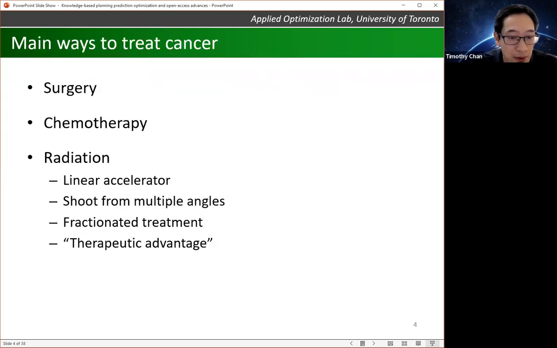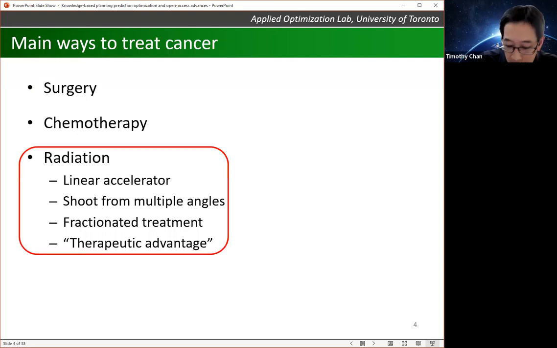Okay. So the medical motivation for this work is cancer. If you have cancer, there are a few main ways to treat it. There are many ways, but the most common ways that people have heard about are surgery, where you cut out the tumor. Chemotherapy is where you inject drugs into the body to kill fast-dividing cells, right? And then the third main way is radiation.